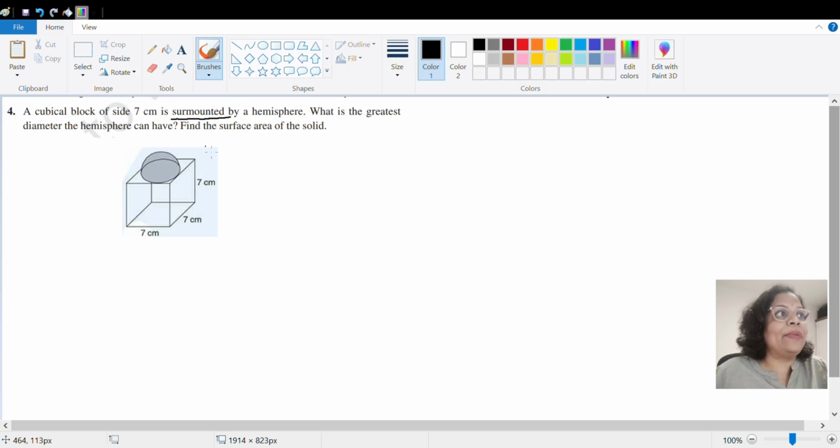What will be the diameter that this hemisphere will have? Now see, this side is 7 centimeter. That means that will be the diameter of this hemisphere. So you will write the first question's answer.